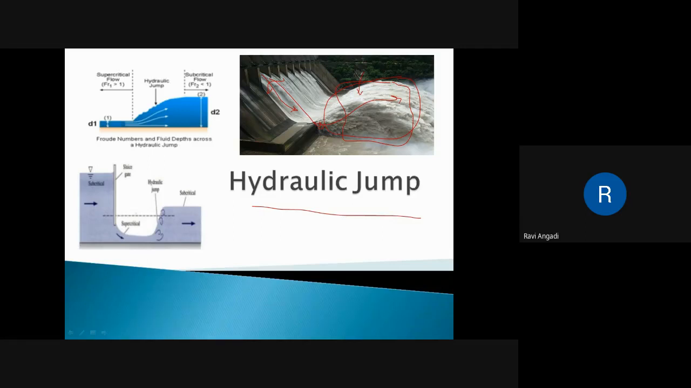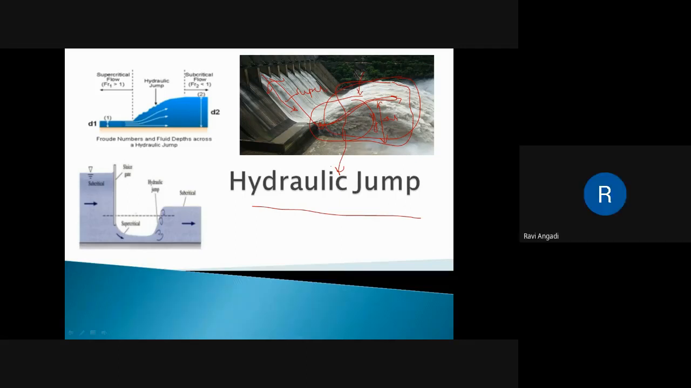Coming to here, when the depth is increasing gradually, see the depth is increasing here. What type of flow do you get here? Subcritical flow. So here it is supercritical, and here it is subcritical. Between supercritical and subcritical, whatever change takes place, that is called hydraulic jump. Understood?